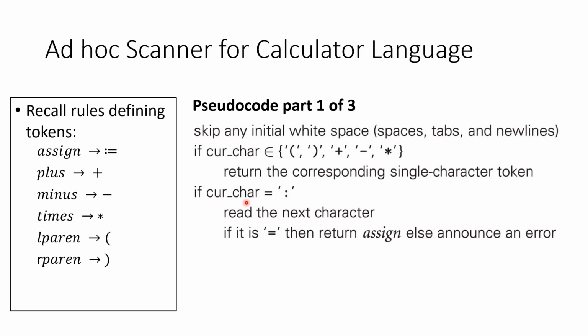If the current character is a colon, then we look at the next character. If the next character is an equal sign, then we return an assign token. Otherwise, we announce an error.